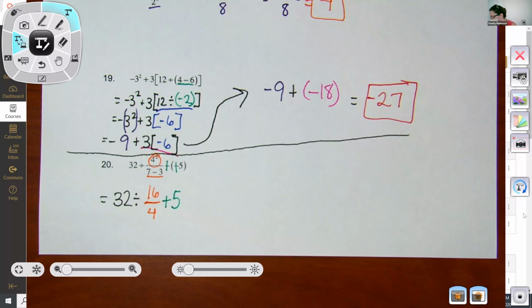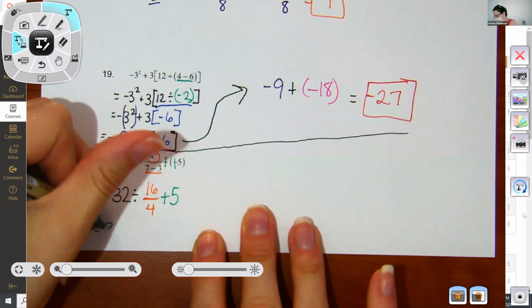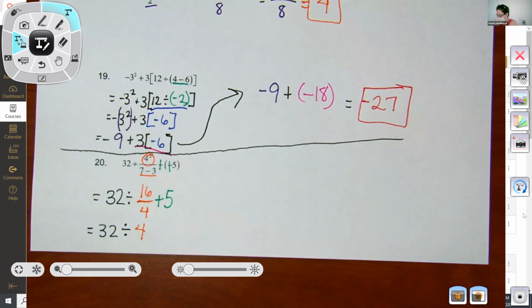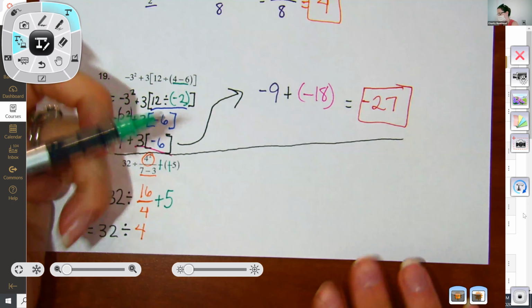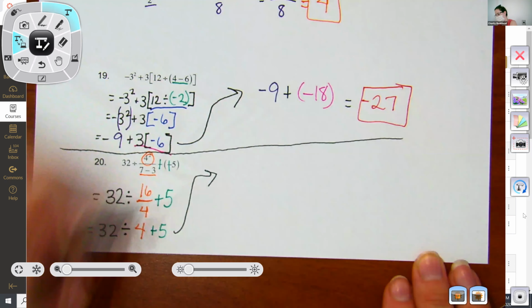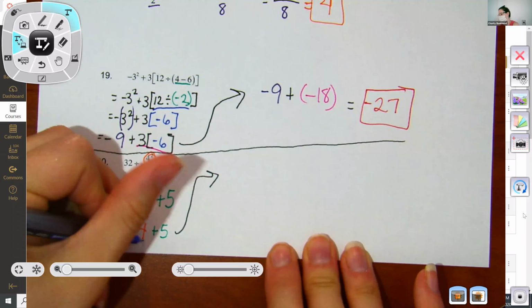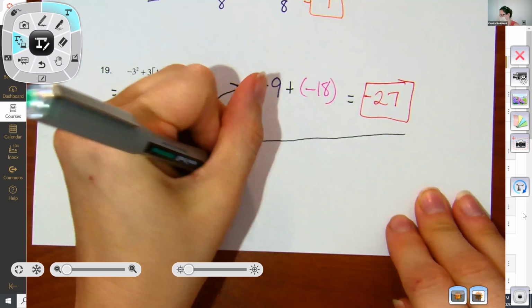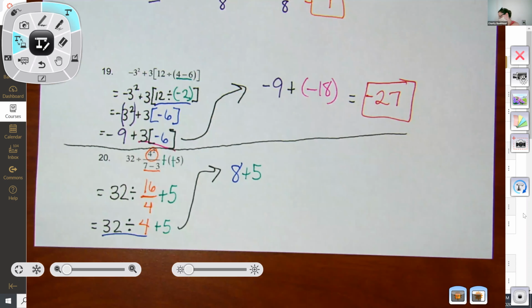All right, then I need to finish the fraction 16 over 4. This is the same thing as saying 16 divided by 4, which is 4. So 32 then divided by 4 plus 5. Next I need to do dividing. So 32 divided by 4 is 8, and so it's 8 plus 5. And 8 plus 5 equals 13.